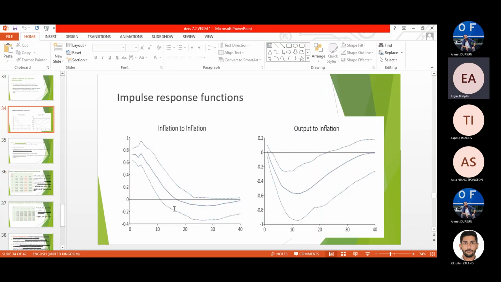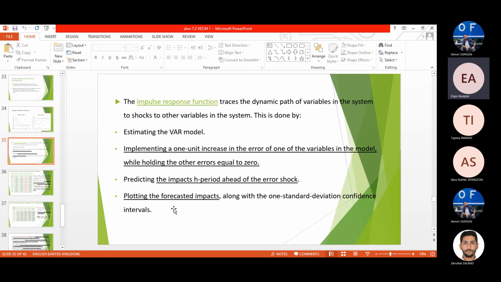The direction of the impact is given here. Inflation to inflation, as you see, goes from positive to negative, and output to inflation also goes a little bit from positive to negative, and mostly output negatively affects inflation.